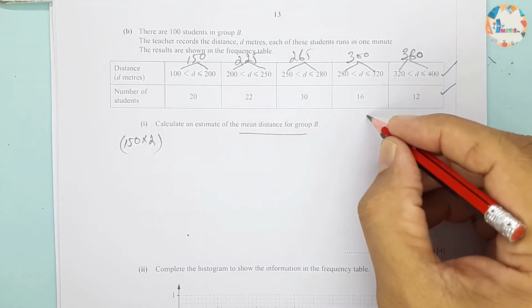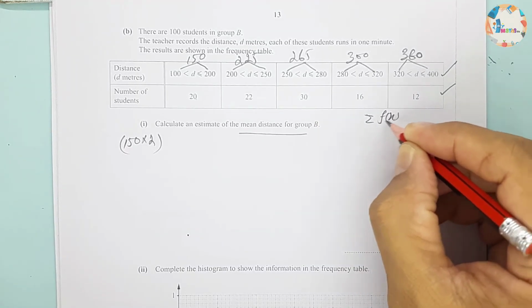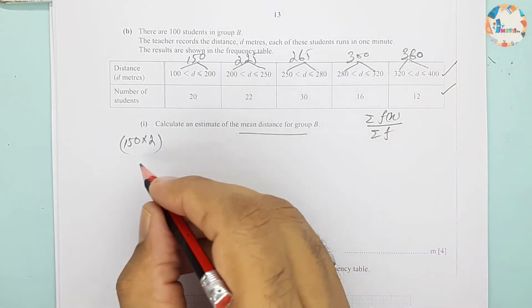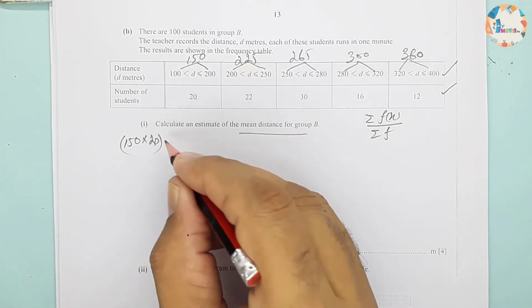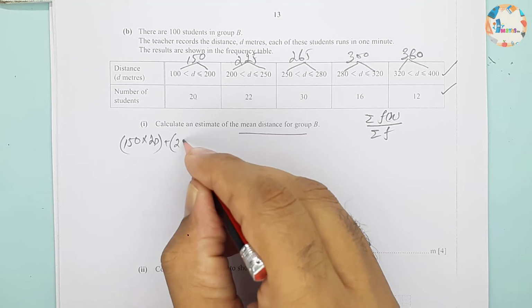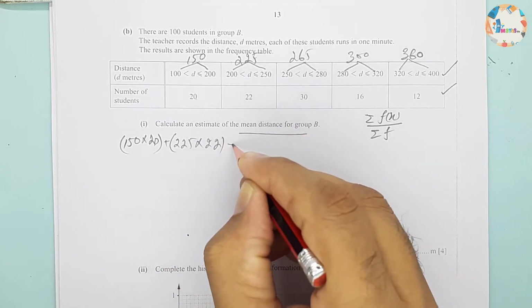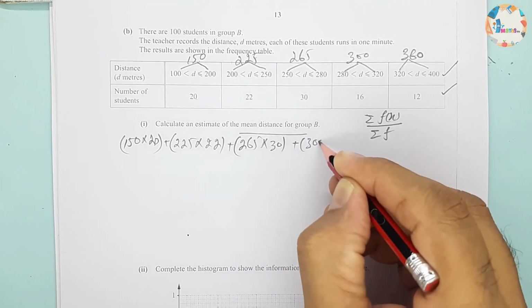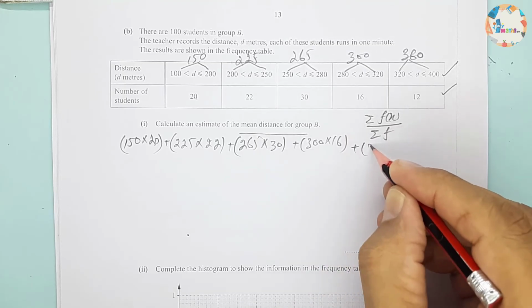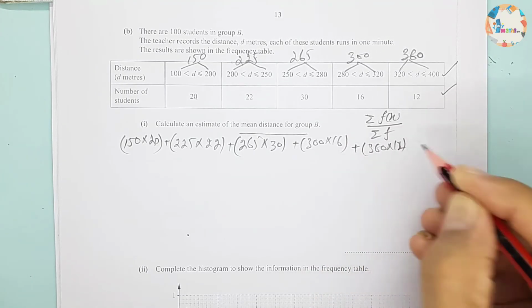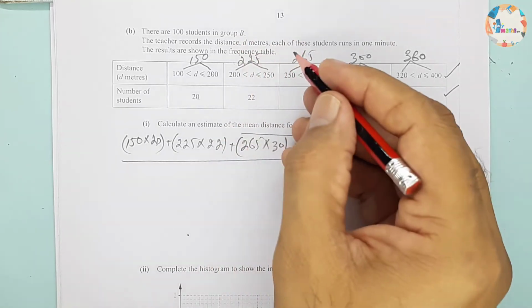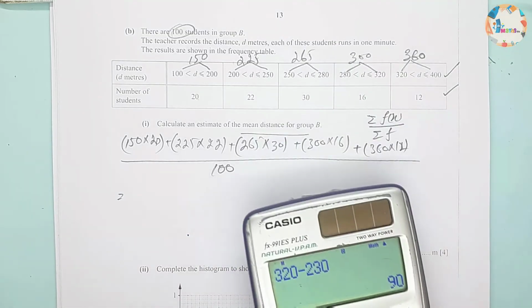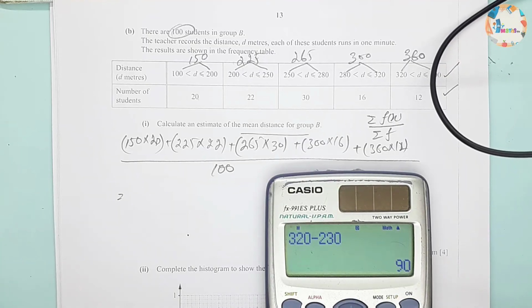The formula which we are using is sigma fx over sigma f. So 150 multiplied by 20 plus 225 multiplied by 22 plus 265 multiplied by 30 plus 300 multiplied by 16 plus 360 multiplied by 12, and this will be divided by the total frequency, which is 100 students. This lengthier calculation we'll have to do carefully, so that we do not make any mistake.